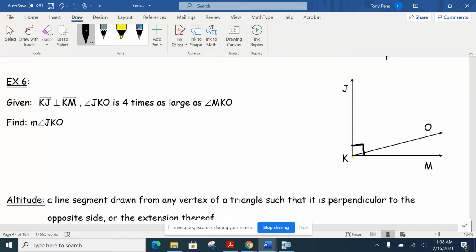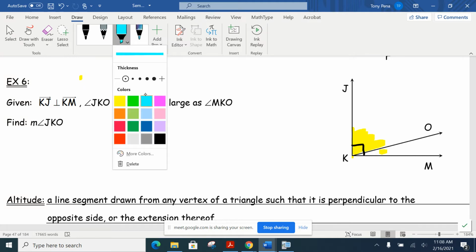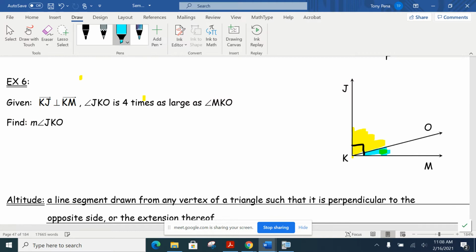Then I tell you that JKO, which is this angle right here, is 4 times larger than MKO. So notice how there are 2 different angles that make up that full 90-degree angle. The yellow one is 4 times bigger than the blue one. And then the question is, what is the measure of JKO?